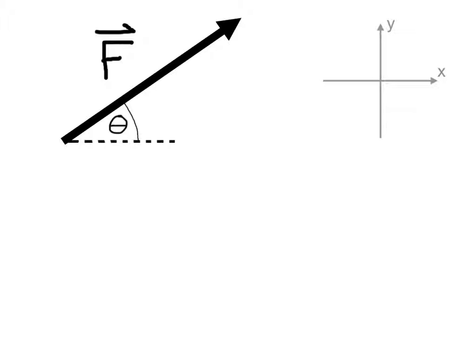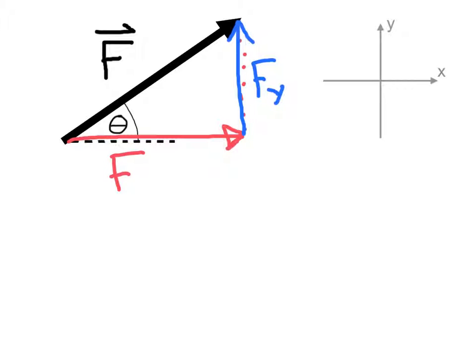But on vector f, the x component looks something like this. So it's the part of f that's just in the x direction. And the y component of vector f looks like this. Just the component in the y direction. And let me label those a second. So that's fy, and that's fx.